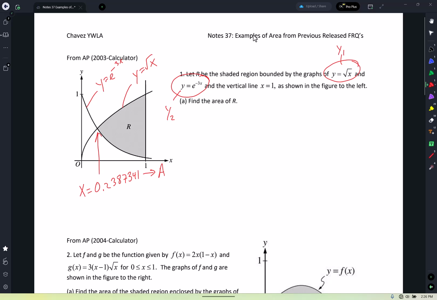All right, here we go. I'm going to go integral, because what do I want? I want this area right here, that shaded region. See? I'm going to start at A. You're not starting at 0. You start at A, and I'm going to end at 1.